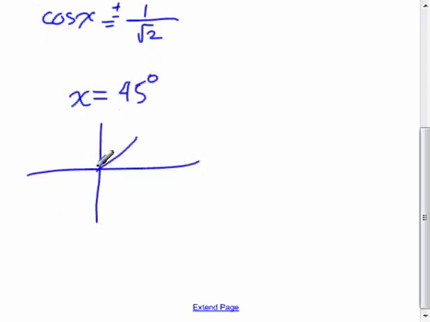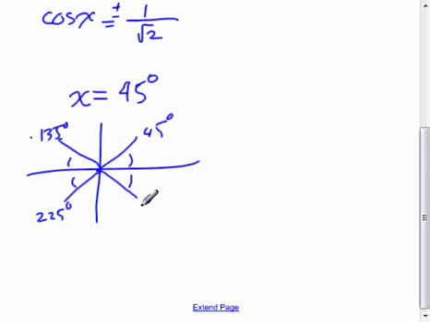Again, that can happen in 4 places. 1, 2, 3, 4. All 45s off of the x-axis. To name them, this one would be 45. This one would be 180 minus 45, or 135. This one would be 180 plus 45, or 225. And the final angle would be 360 minus 45, or 315 degrees.